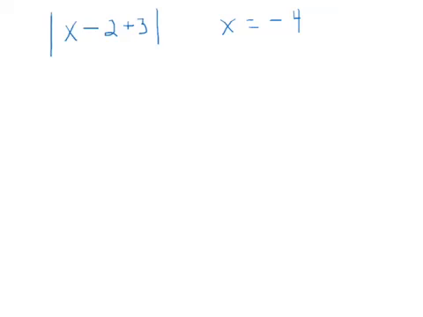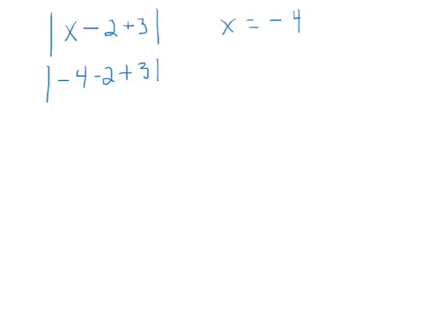Okay, we're going to look at using absolute value and evaluating things with absolute value symbols. The absolute value symbols are those two vertical lines that enclose the expression that we're going to evaluate. So the first thing that you have to do is make the substitution of -4 for x. So you're looking at the absolute value of -4 minus 2 plus 3.